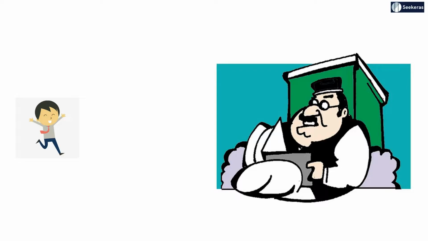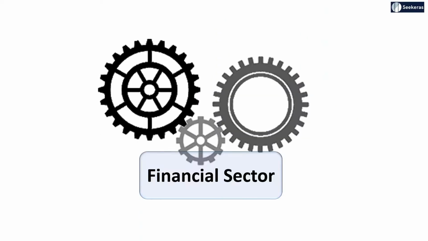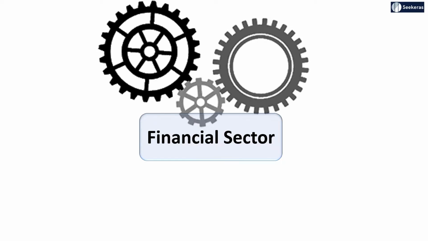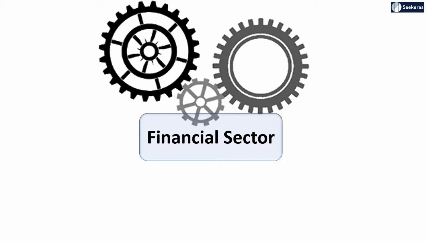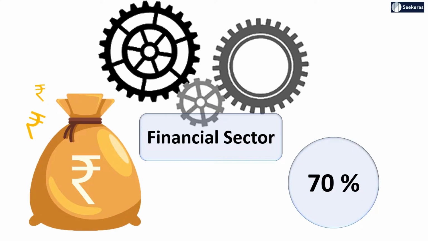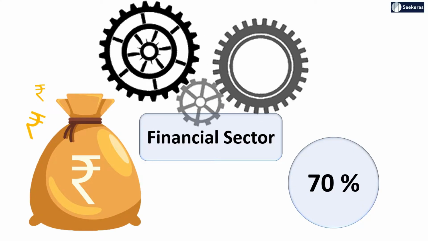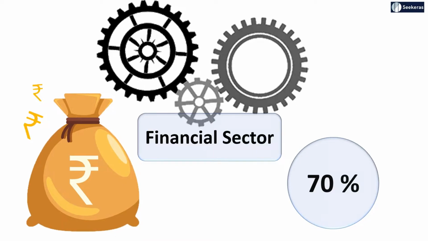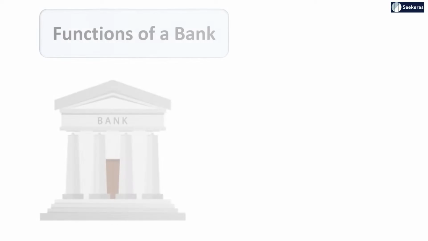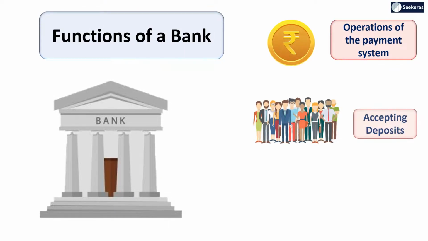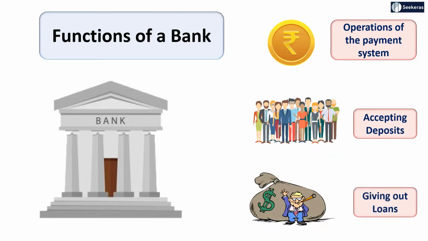The banking system of the country is the base of the economy and economic development of the country. It is the leading part of the financial sector of the country as it is responsible for more than 70% of the funds flowing through the financial sector in the country. The banking system in the country has three primary functions. 1. Operations of payment system. 2. Depositor and protector of people's savings. And 3. Issue loans to individuals and companies.